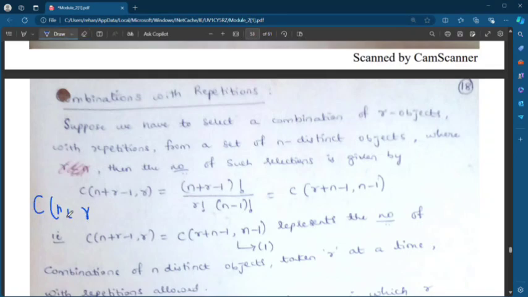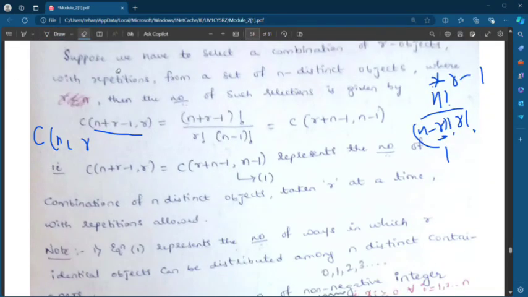So I'm taking n plus R minus 1 minus R, which equals, wherever n was there, I'll just add R minus 1: n plus R minus 1 factorial divided by n minus 1 factorial into R factorial. Compare the previous one, that was n factorial divided by n minus R factorial into R factorial. Here R has become 1, and here it has become n plus R minus 1. Okay, that's it. Now we have got the formula.